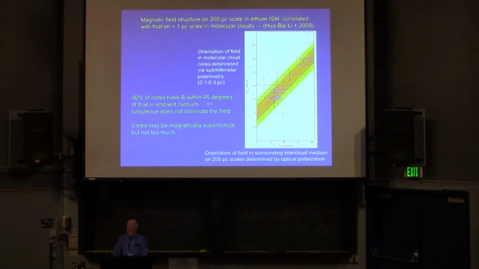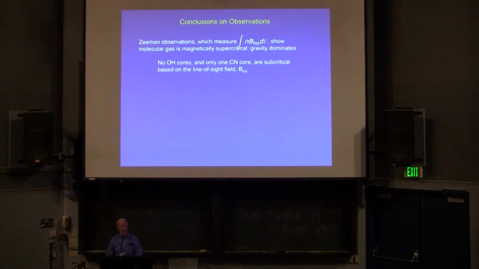So what that means is that there is a strong correlation between the large and the small scales. You cannot have very weak magnetic fields. So the cores may be magnetically supercritical, but they can't be too supercritical. Okay, so the conclusions on the observations are that the Zeeman observations that measure this integral of the density times the field along the line of sight show that the molecular gas is magnetically supercritical. In other words, gravity dominates in molecular gas. And that's good because that's where stars form. There are no OH cores and only one CN core, which are magnetically subcritical.